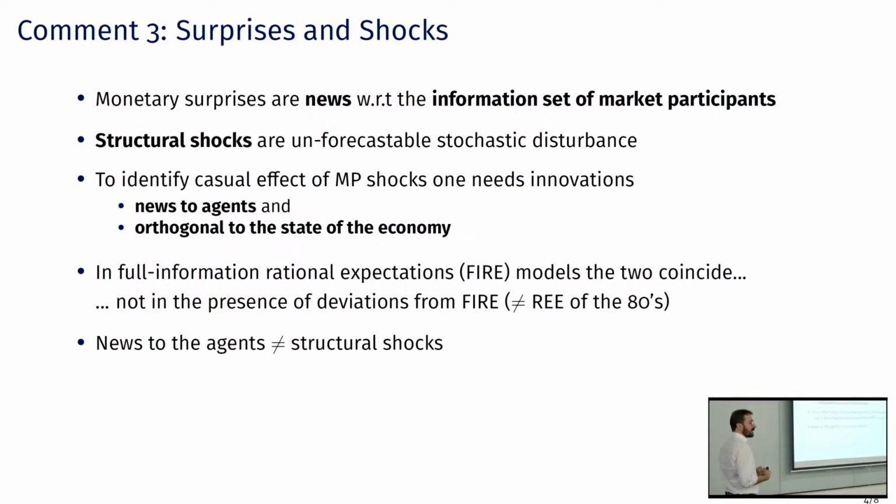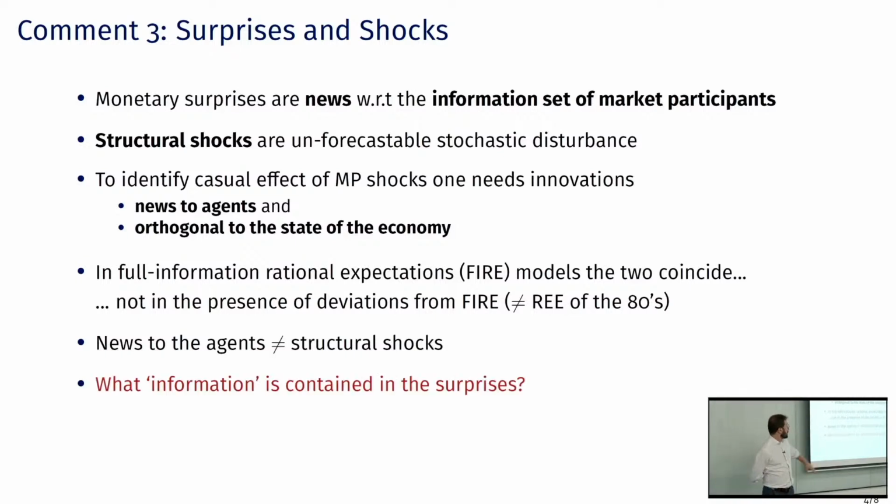However, when you start deviating from full information or rational expectations, or both, say you don't know the rule, or you have some beliefs about the rule, or you don't know exactly what the state of the economy is, then problems come in, because there is no longer a one-to-one map between surprises and shocks, but many things can happen here. And that's essentially the key difference with the rational expectation econometrics from the 80s and what we do today.